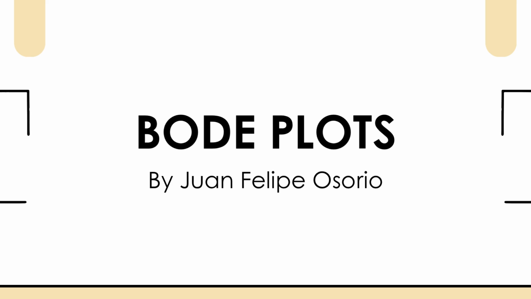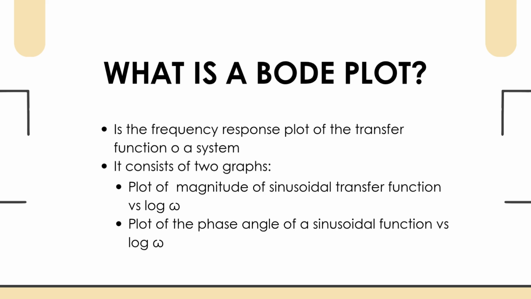How do they work? How can we use it, and how can we get the transfer function with them? First of all, what is a Bode plot?